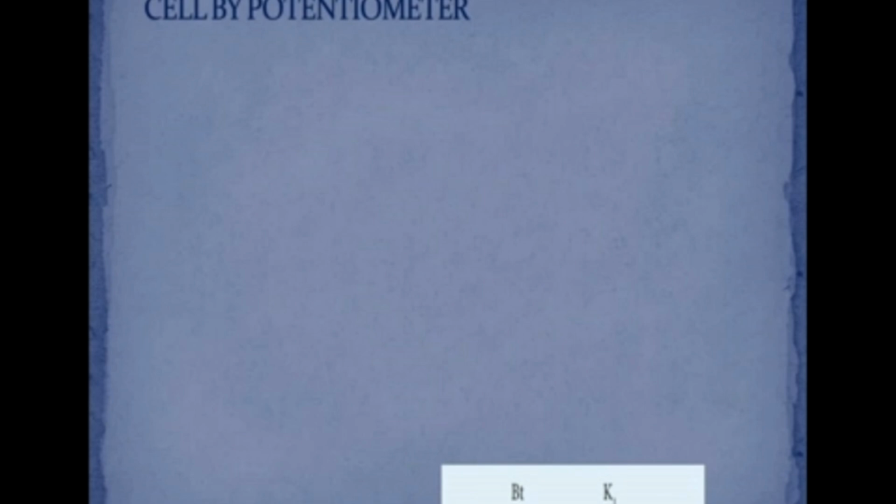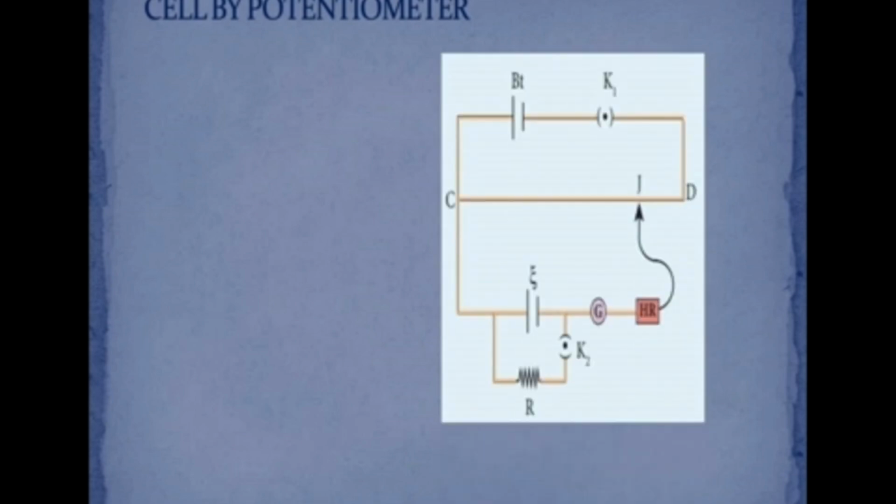So again we can take that circuit. See, this circuit is connected with the battery, key and rheostat. So that's called the primary circuit. See the secondary circuit. In the secondary circuit, E is the EMF of the battery and it is connected with the external resistance R. K2 is the key. G is a galvanometer, HR is a resistance and it is connected to the metal jockey. Initially K2 is open, only key K1 is closed.